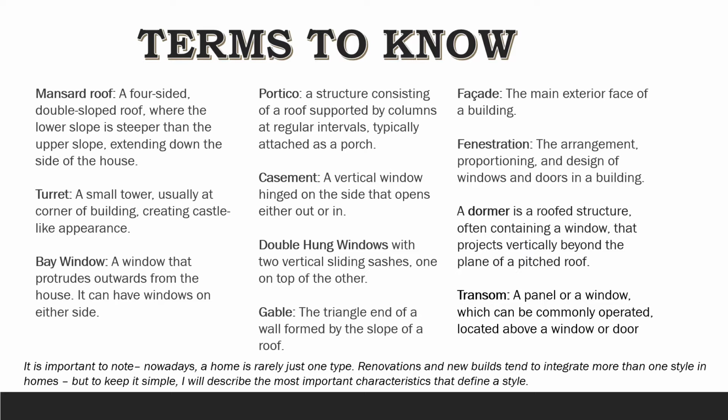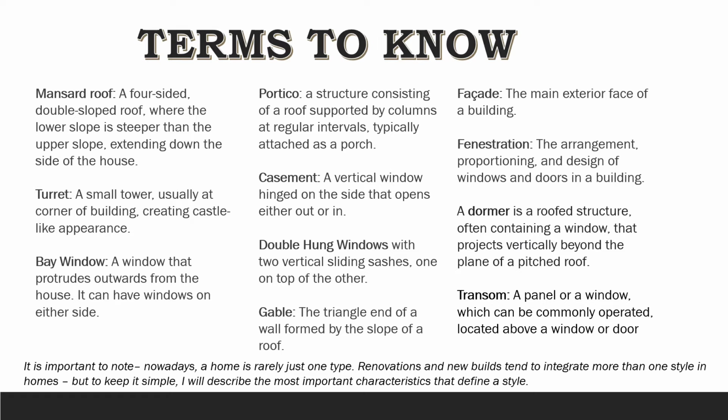A bay window is a window that protrudes outwards from the house. It can have windows on either side. A lot of times there'll be a bench seat in that, very nice for reading. A portico is a structure consisting of a roof supported by columns at regular intervals, typically attached as a porch, or sometimes you'll see them along a driveway for kind of like you park under it to have a little shelter by the entrance. A casement is a vertical window that's hinged on the side that opens either in or out. A lot of times you'll see those with the little cranks.